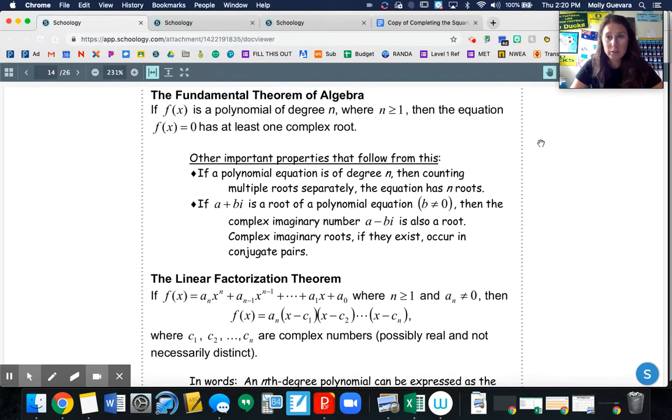If I have a 4th degree, there are 4 roots. If I have a 10th degree, there are 10 roots. If I have a 150th degree, there's 150 roots. The other thing to note is if I have a complex root, a plus bi, if that's one of my roots, then automatically a minus bi is also a root. So if I tell you that 2 minus 4i is a root, then 2 plus 4i is automatically a root, whether or not I've told you so. Those are the 2 key things.